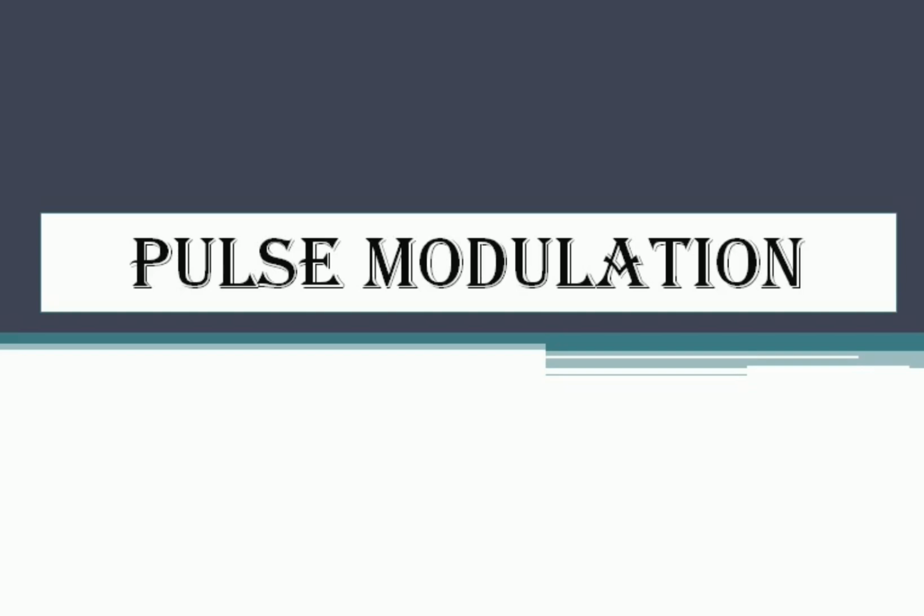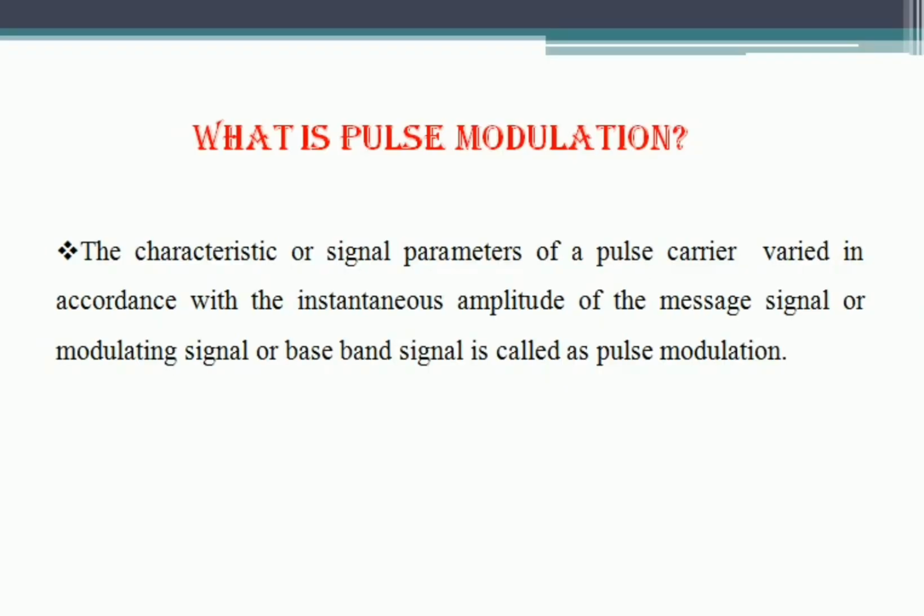Okay, now let us see what is pulse modulation. So the pulse modulation is defined as the characteristic or a signal parameter of a pulse carrier varied in accordance with the instantaneous amplitude of the message signal or modulating signal or baseband signal is called as pulse modulation.